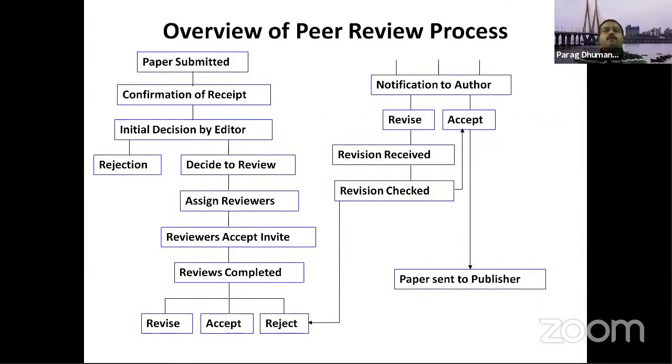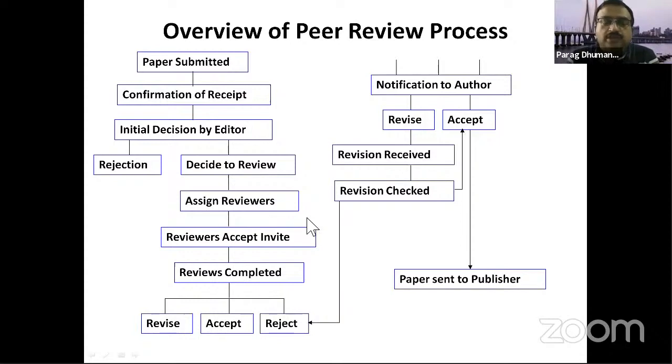This is an overview of a peer review process, for any article submitted. You first submit the paper, and you immediately get the confirmation of receipt if it is in the format they have asked for. The article will first go through the scrutiny of the editor. The editor has a right, if he thinks the article is of no worth, or it is not meeting the standard of the journal, to reject it outright in the editorial office itself. If he decides to review, he will assign the reviewers. Normally there are 2 or 3.